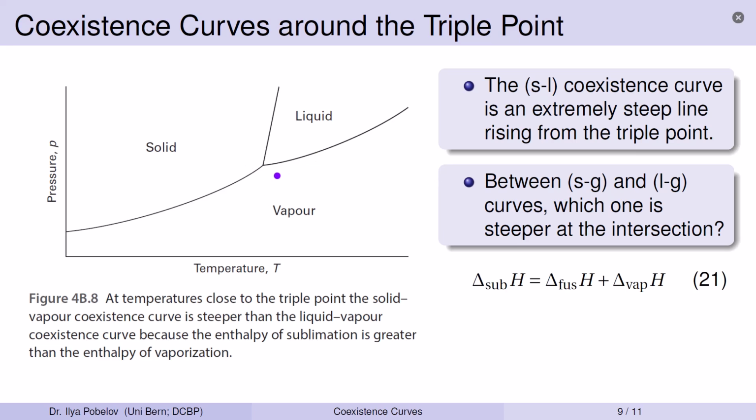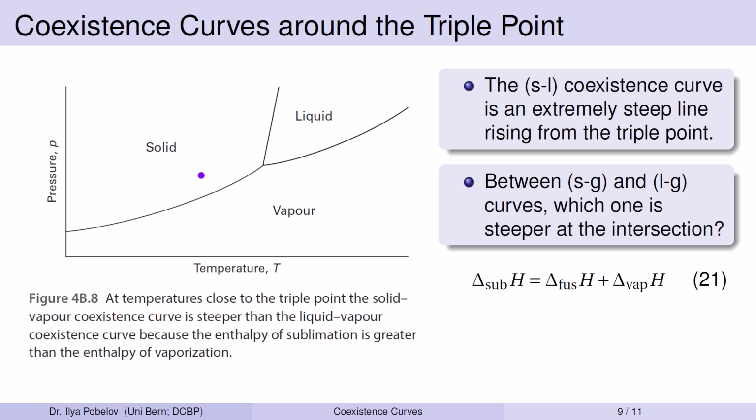At the triple point, the enthalpy change for sublimation, where a substance transitions directly from solid to gas, is equivalent to the combined enthalpies of melting, fusion, and vaporization. Since enthalpy is a state function, the sum of the enthalpies for these two consecutive processes, solid to liquid and liquid to gas, must equal the enthalpy of the direct solid to gas transition. Consequently, the enthalpy of sublimation exceeds the enthalpy of vaporization.